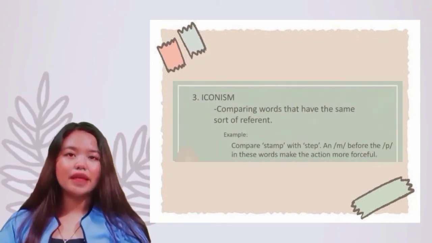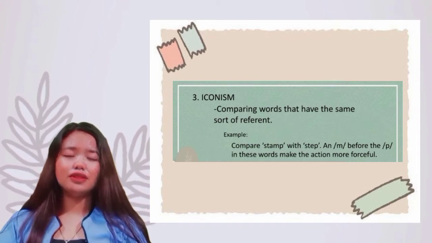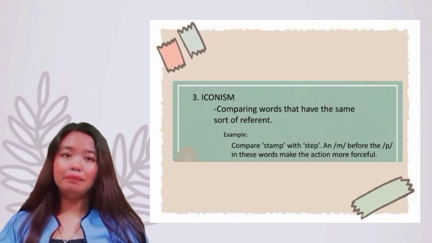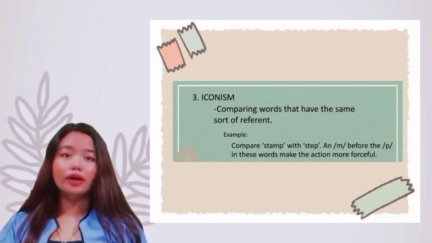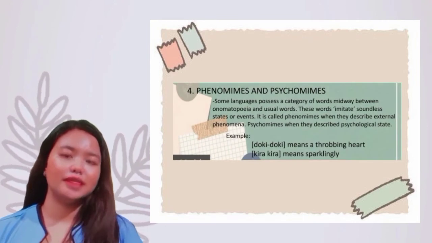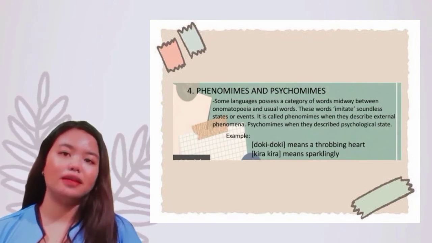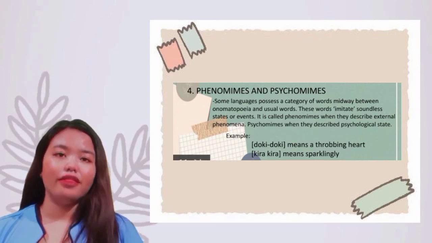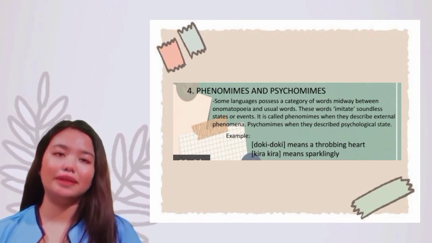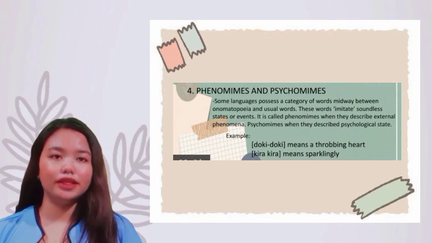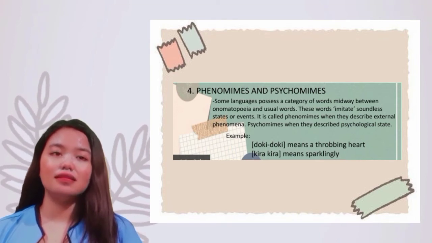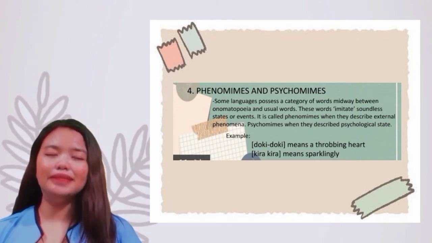Next is iconism. It is comparing words that have the same sort of reference. For example, compare stamp with step. An M before the P in these words makes the action more forceful. Phonemimes and psychomimes: some languages possess a category of words midway between onomatopoeia and usual words. These words imitate soundless states or events. They are called phonemimes when they describe external phenomena, and psychomimes when they describe a psychological state. An example of that is doki doki, which means a throbbing heart, or kira kira, which means sparkling.